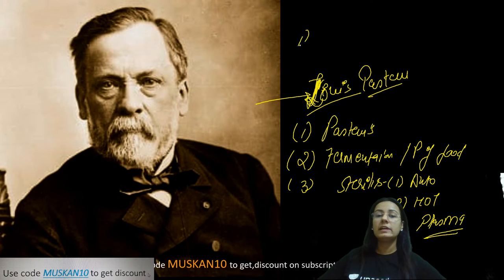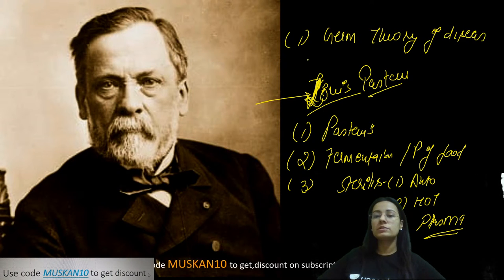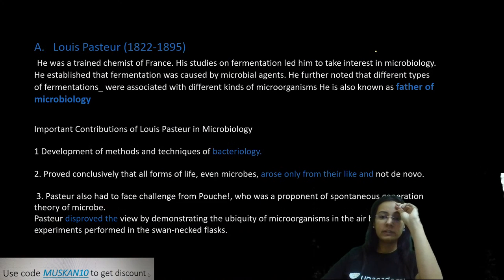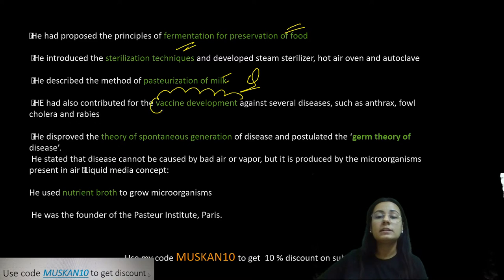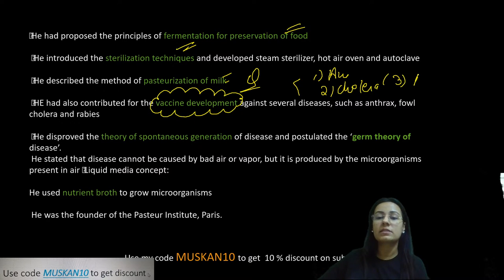Okay, and also he gave the germ theory of disease and used nutrient growth media for the growth of bacteria. So this was important, and he is the father of microbiology. So: fermentation technique, sterilization technique, pasteurization of milk. Yes, one more important thing is the vaccine development for anthrax, cholera, fowl cholera, and rabies, and the germ theory of disease.